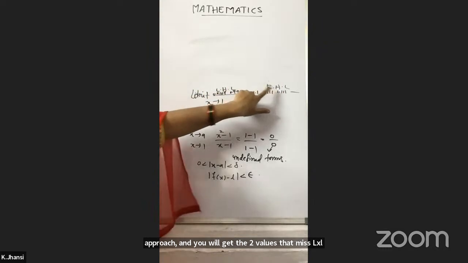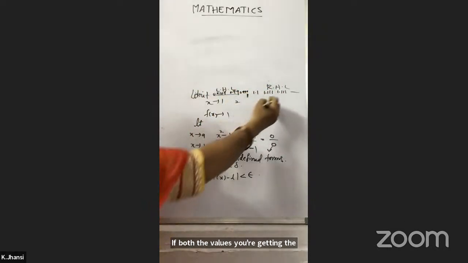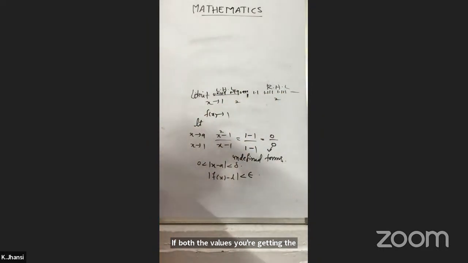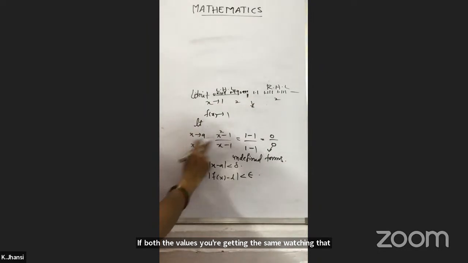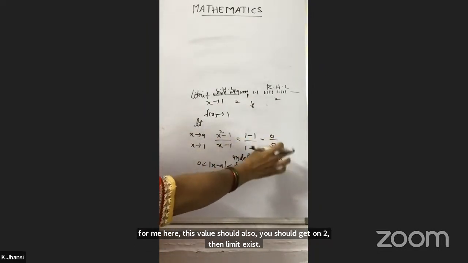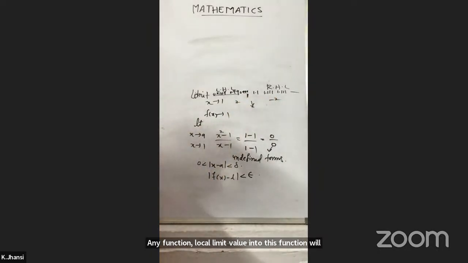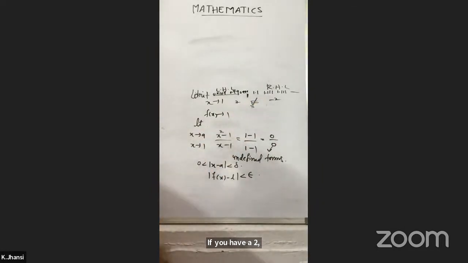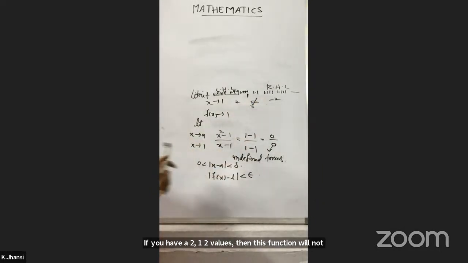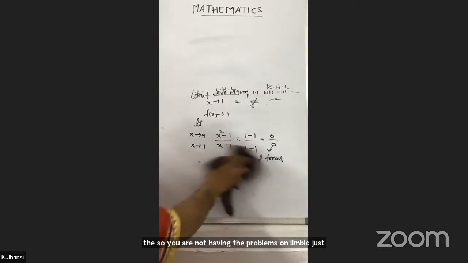If both the values you are getting are the same, and here suppose we got 2, here this value you should also get as 2, then the limit exists, and this function will have a limit value. If you have 2 here and if you get a different value here, say 2 minus something, then this function will not have a limit value. The two are not equal, so then that function will not have a limit value. So you are not having problems on limit, I just told you to help understand the concept.